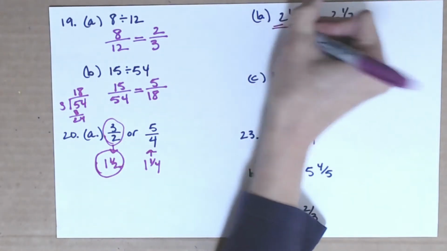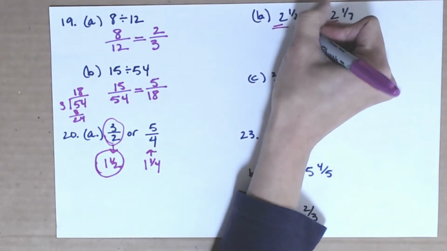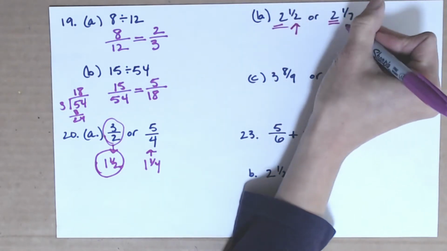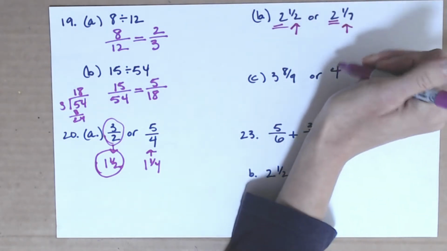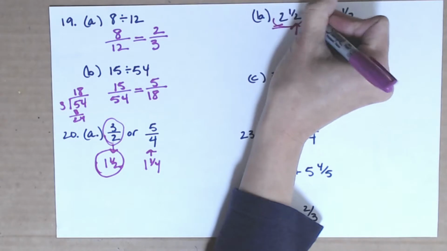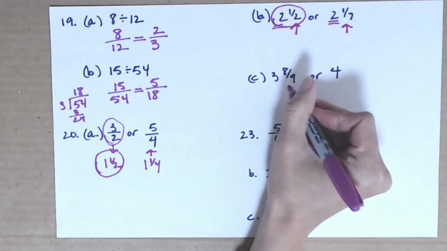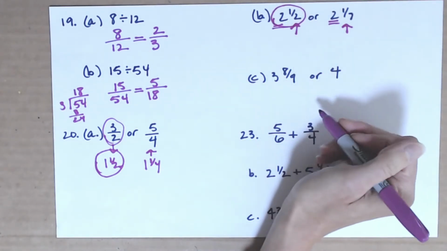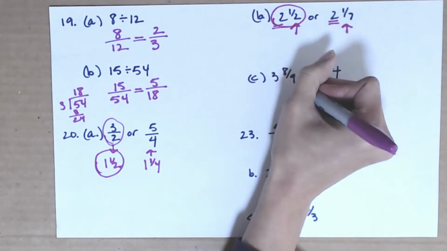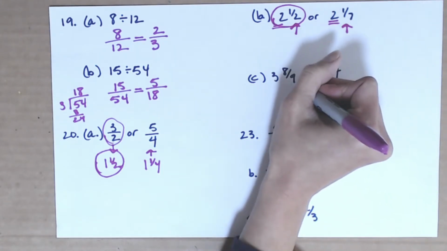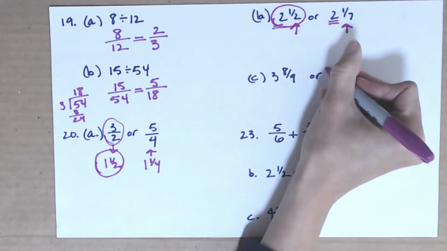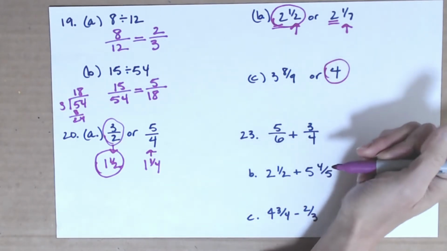On the next one we have which is greater, 2 1/2 or 2 1/7. So the 2 part is the same on both, so we want to look at the fraction, which is more, a half or a seventh. And again, hopefully you know that a half is more than a seventh. 3 8/9 or 4. Well, 3 8/9 is not quite 4. It's less than 4. So 4 is going to be greater there.